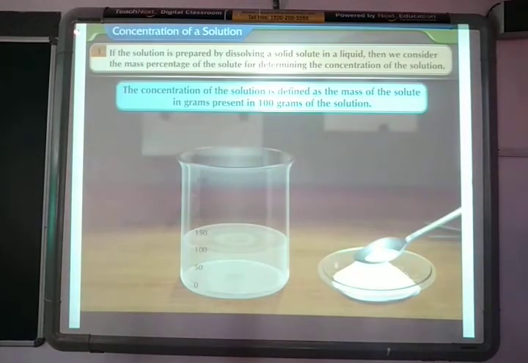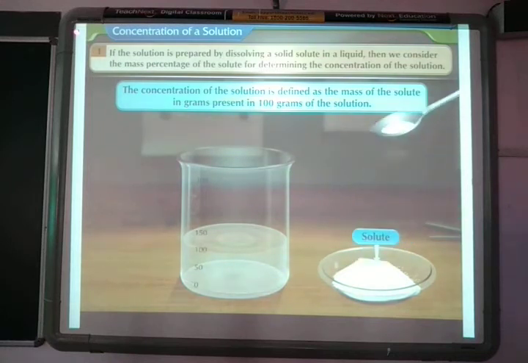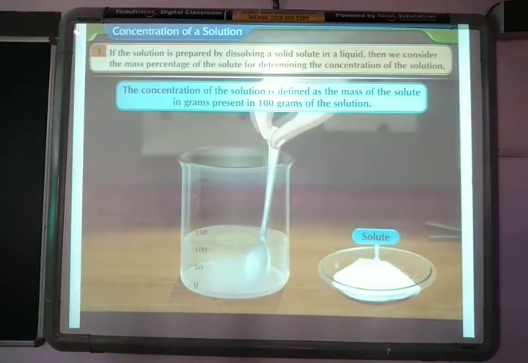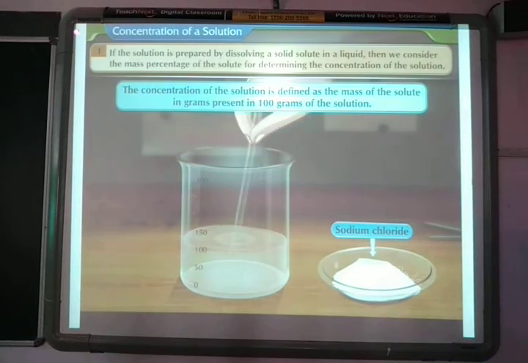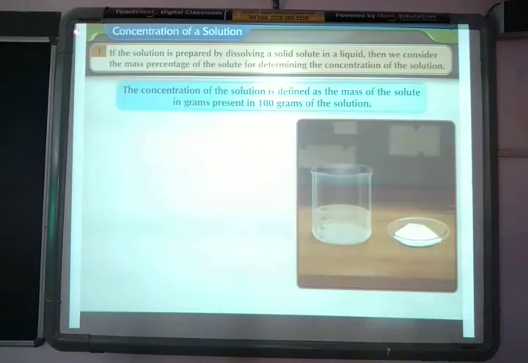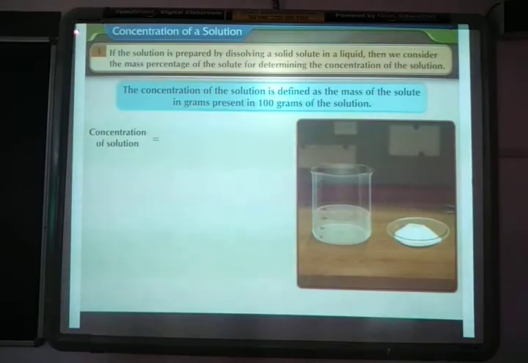Here, the concentration of the solution is defined as the mass of the solute in grams present in 100 grams of the solution. If 10 grams of sodium chloride is present in 100 grams of the solution, then the mass by mass percentage of the solution can be calculated by using the formula: concentration of solution equals mass of solute divided by mass of solution multiplied by 100.